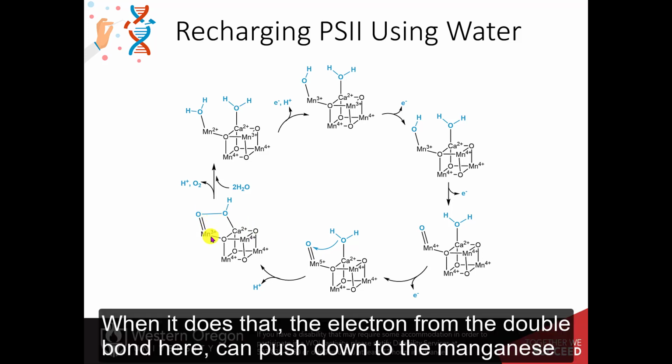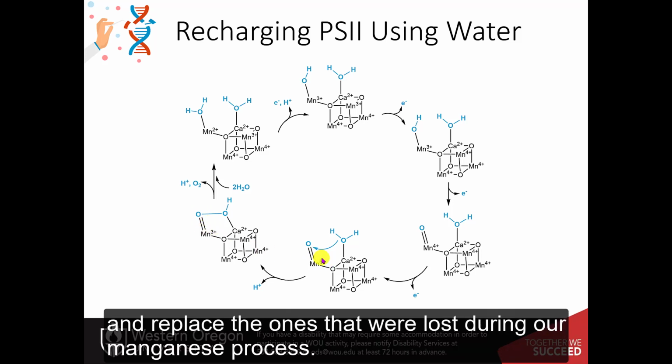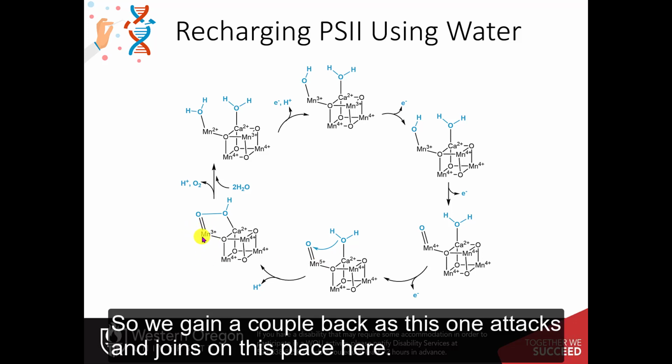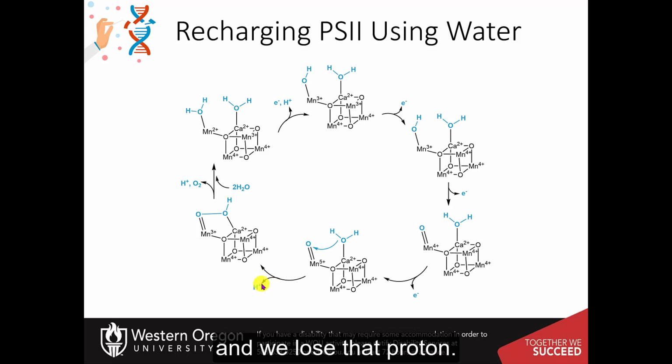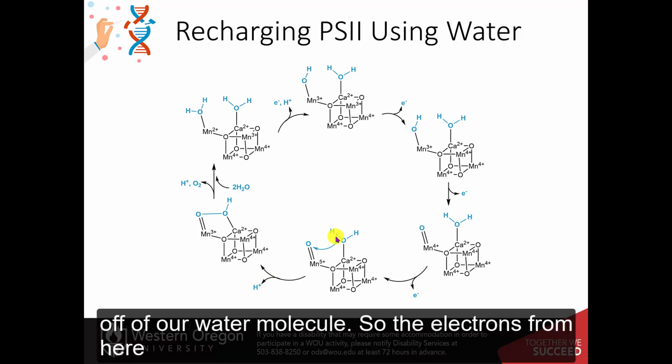When it does that, the electrons from the double bond here can push down to the manganese and replace the ones that were lost during our manganese process. So we gain a couple back as this one attacks and joins on this place here, and we lose that proton off of our water molecule.